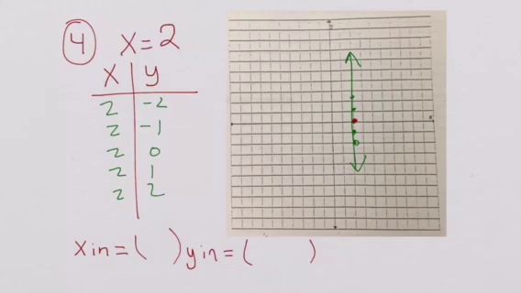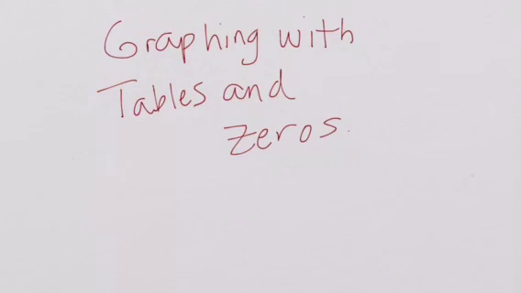We do, however, have a 0. And the 0 is where it's on the x-axis. So because it's on the x-axis, we have 2 and 0. Let's erase that. So we have x is 2 and y is 0. That is our x-intercept. X is 2 and y is 0. And we're not going to have a y-intercept because it runs parallel to the y-axis. And that's graphing tables and zeros.